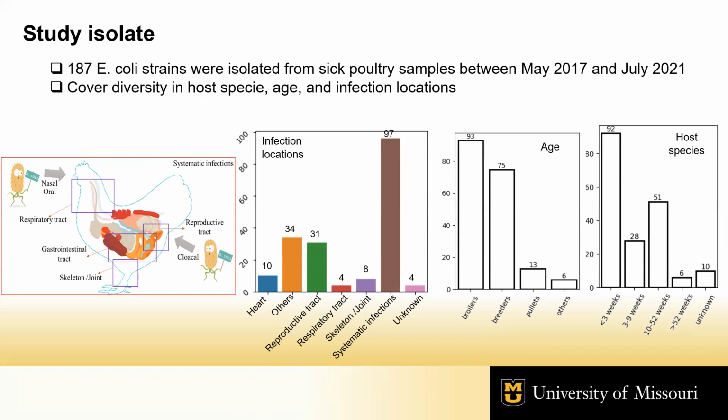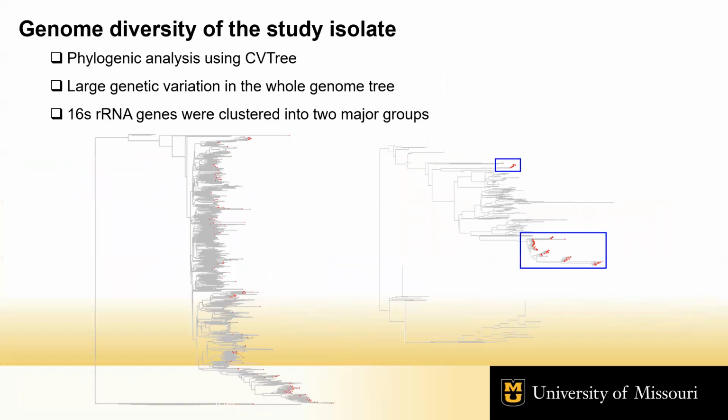187 E. coli strains were isolated from sick poultry samples between May 2017 and July 2021. Those isolates cover diversity in the host species, age, and infection locations, including those important infection locations I mentioned above. Phylogenetic analysis was conducted using CVTree, and large genetic variation was shown in the whole genomic tree, and 16S rRNA genes were clustered into two major groups.